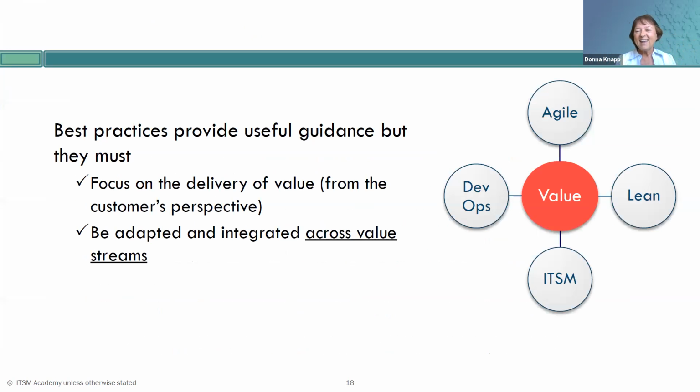But remember, again, none of these different frameworks stand alone. DevOps doesn't stand alone. Agile, Lean, IT service management, they don't stand alone. They all work together. There is no DevOps or ITIL or DevOps or Agile in this conversation. They all work together. And we have to leverage them in an effort to achieve delivery of value from our customers' perspective.